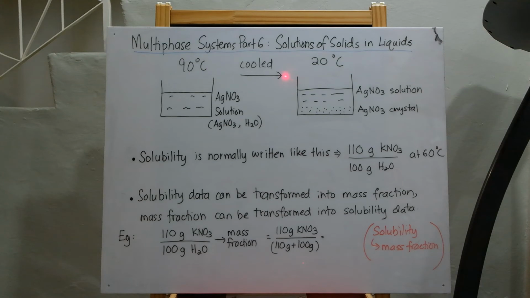When this solution is cooled to 20 degrees C, you will see the formation of silver nitrate crystals. But you still have silver nitrate solution. So this is what the solutions of solids in liquids are. We have solution and also solid in equilibrium. So this solid crystal is this solid, but the solution also still contains the solid.